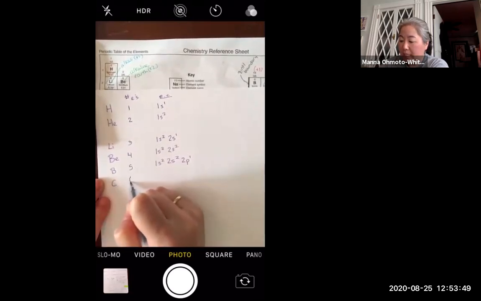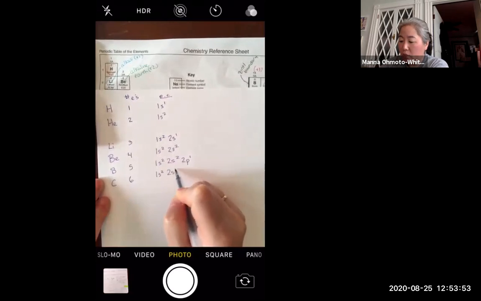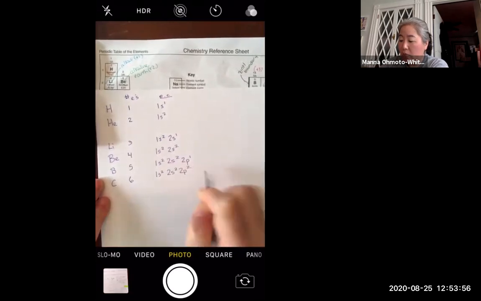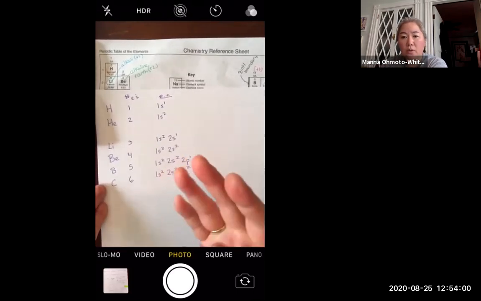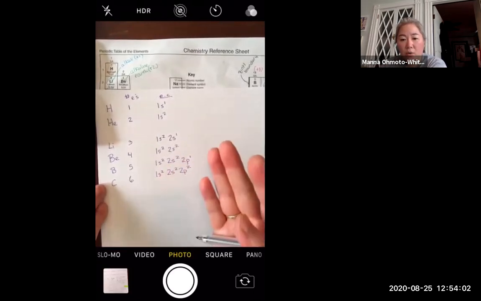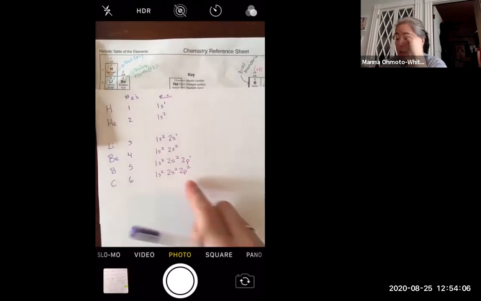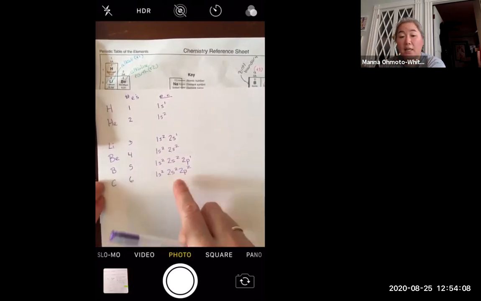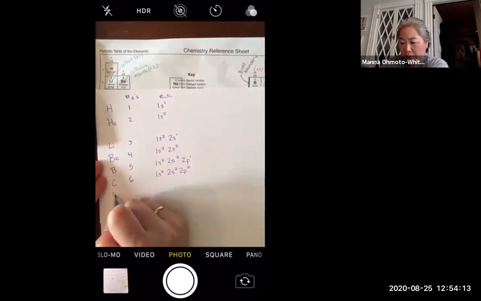Carbon has 6 electrons, 1s2, 2s2, 2p2. Now it has 2 electrons in the p orbitals. We don't really know whether they're the x orbitals, the y orbitals, or the z orbitals. It really doesn't matter. We just know that they're in a p-shaped orbital. All the p orbitals within the second energy level have the same potential energy, so it doesn't really matter.